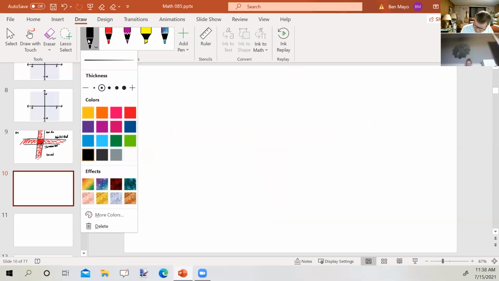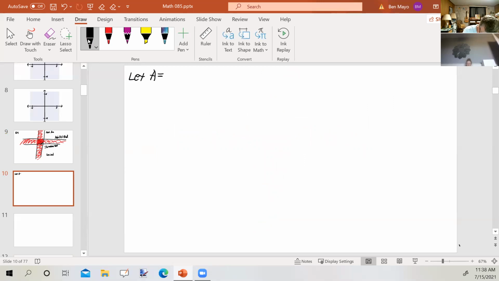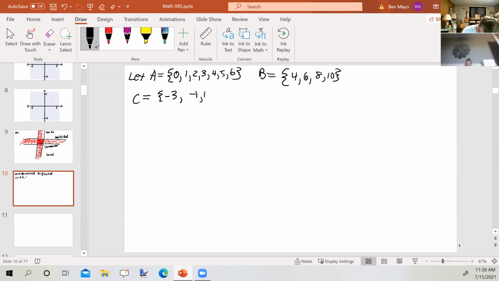Let's say we have the following sets. We're going to let A equal the set containing the elements or numbers 0, 1, 2, 3, 4, 5, and 6. Okay? And B is going to be the set. Oh, I never could make those things. The secret is to go slow. There we go. B contains 4, 6, 8, and 10. Set C contains the elements or numbers -3, -1, 0, 1, and 2. And set D contains the elements -3, 1, 2, 5, and 8. All right, so we've got sets A, B, C, and D.